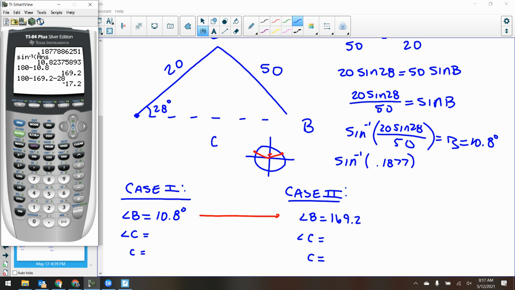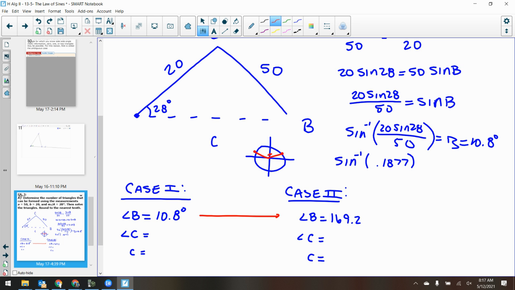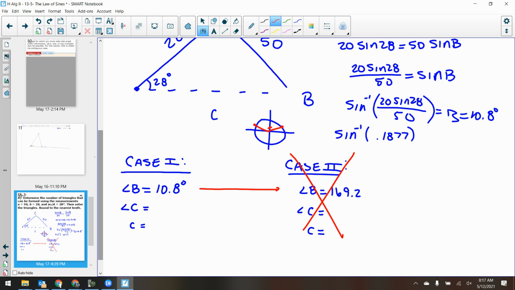You know what that tells me? The fact that this is a negative angle? Case 2 does not exist. When you get a negative third angle for case 2, case 2 does not exist. So then you finish with case 1. We finish with case 1.